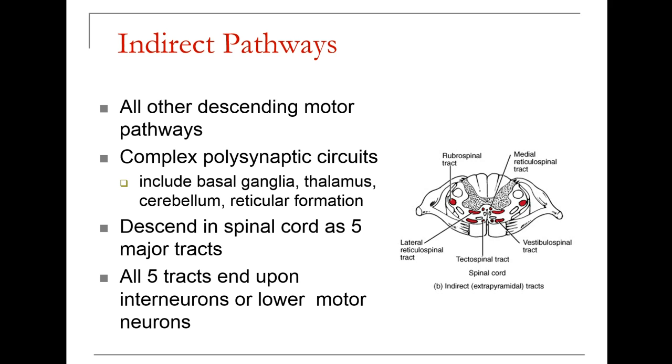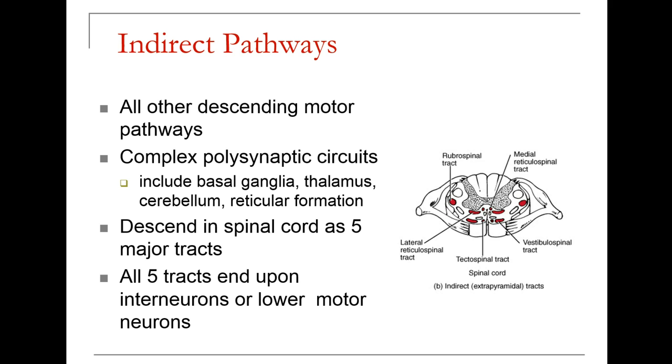Then we have the much more complicated indirect pathways. So all the other motor pathways that will help control skeletal muscle will be involved in these indirect pathways. And they're very complicated, and they're polysynaptic. Now, polysynaptic just means there's more than one synapse. If you remember looking at both the corticospinal pathways and the corticobulbar pathways, there is only one synapse between the upper motor neuron and the lower motor neuron.